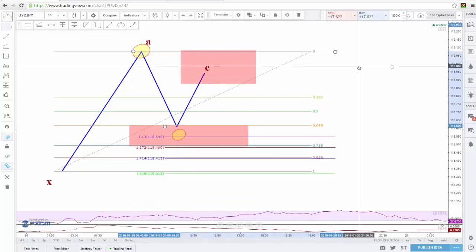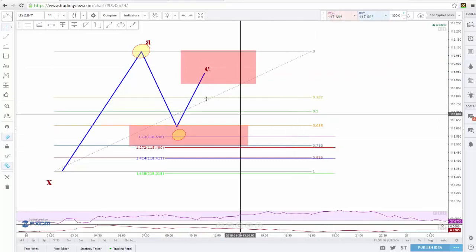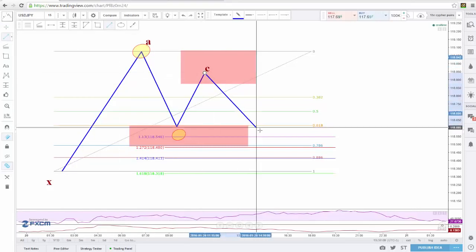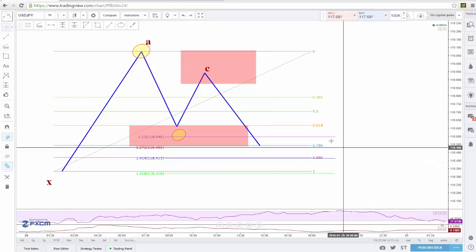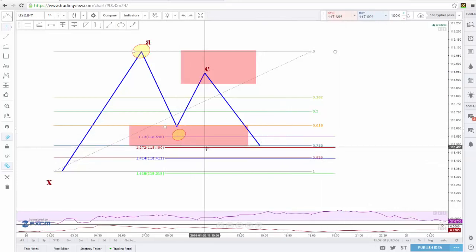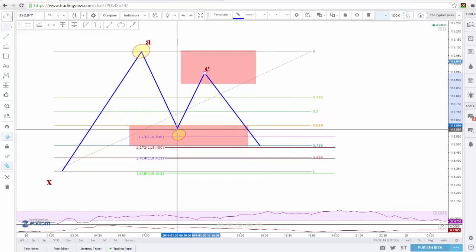And as you can see here, we have a pretty close alignment of the 127 and the 786. With that being the case, I put my entry at the 786. Now, as I said before, I only put it at the 786 when these two are very close, within a few pips of one another. If these two are far away, I'll give you an example of that.